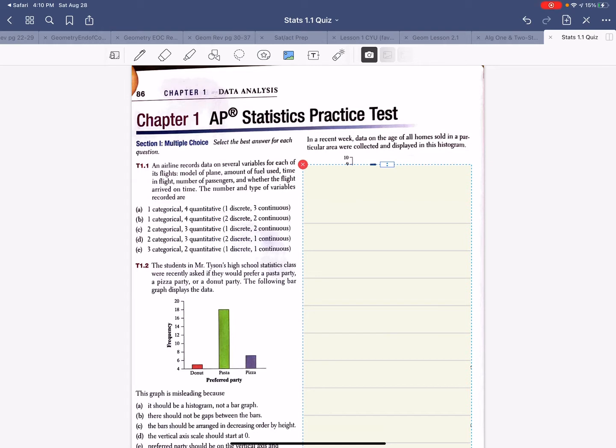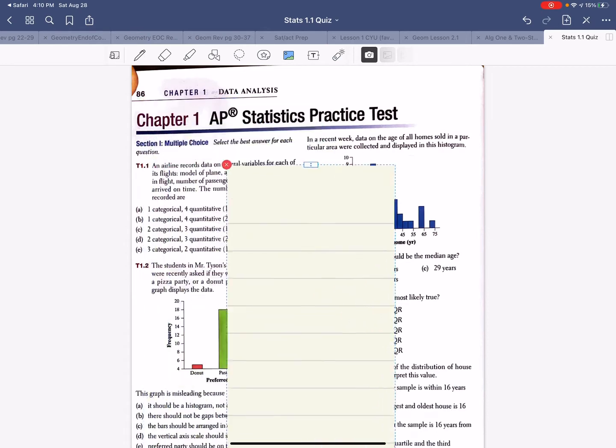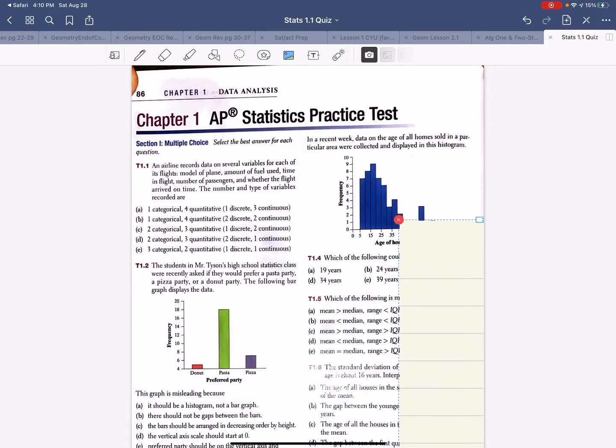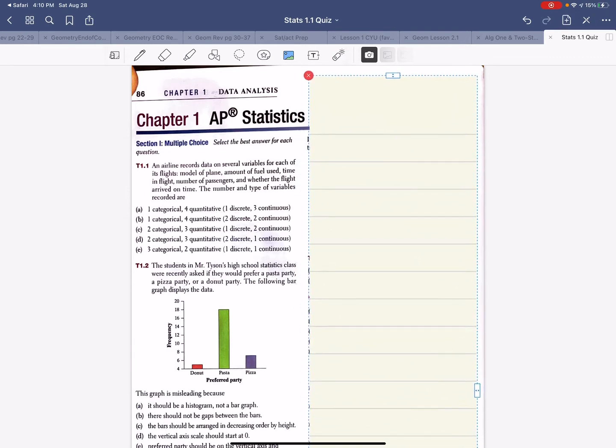Okay, so it starts on page 86, as you can see up here. And I just put this on here so I have room to write. I am going to do all the questions on here.